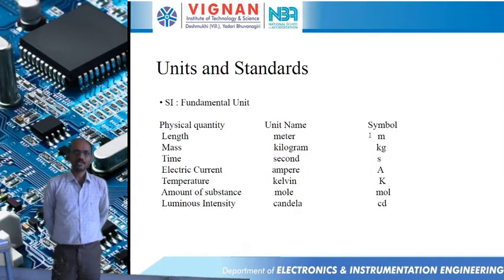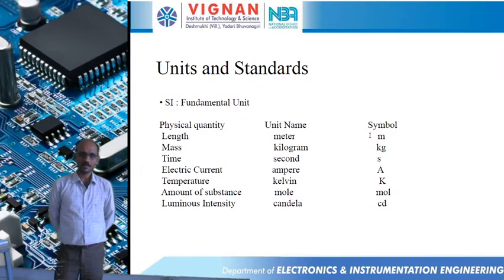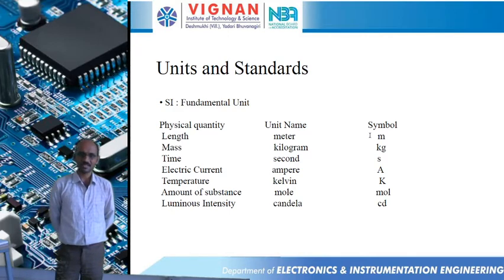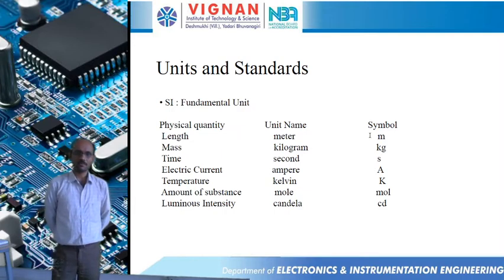Okay, today's topic is units and standards. So standard indicates the physical representation and unit represents the material representation. If you observe the basic fundamental physical quantities like mass, length, time, electric current, temperature, amount of substance and luminous intensity, each fundamental physical quantity has its own unit. If you take mass, the unit for mass is kilogram. All these units are according to international standards.